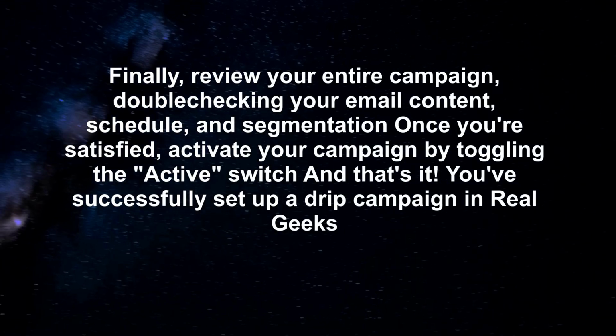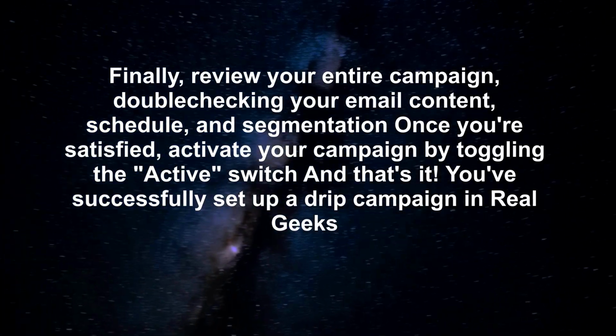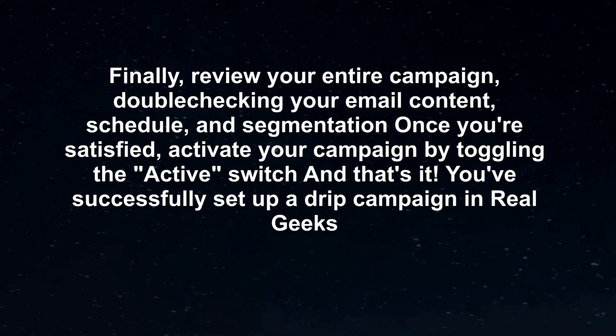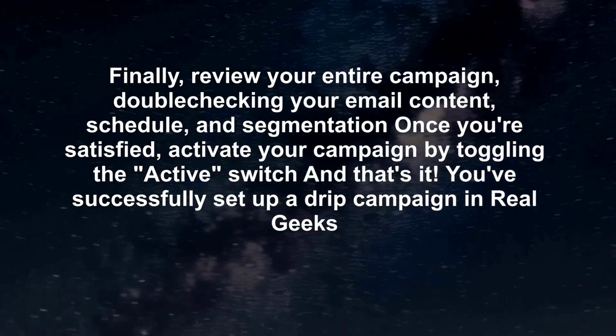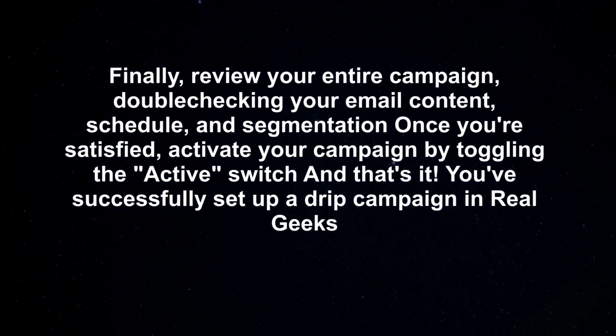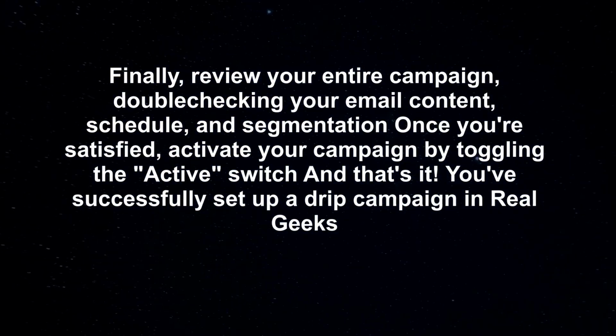Finally, review your entire campaign, double-checking your email content, schedule, and segmentation. Once you're satisfied, activate your campaign by toggling the active switch, and that's it. You've successfully set up a drip campaign in Real Geeks.